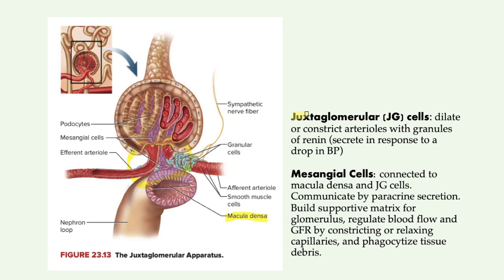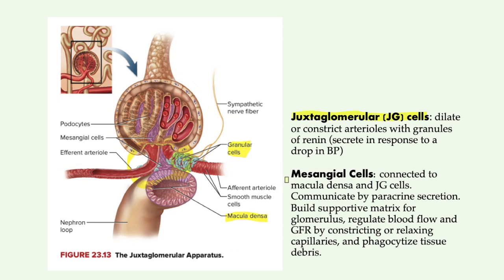Second, we have the juxtaglomerular cells, or granular cells, which dilate or constrict the arterioles with granules of renin, and they secrete this in response to a drop in blood pressure. We'll talk about what renin is later.